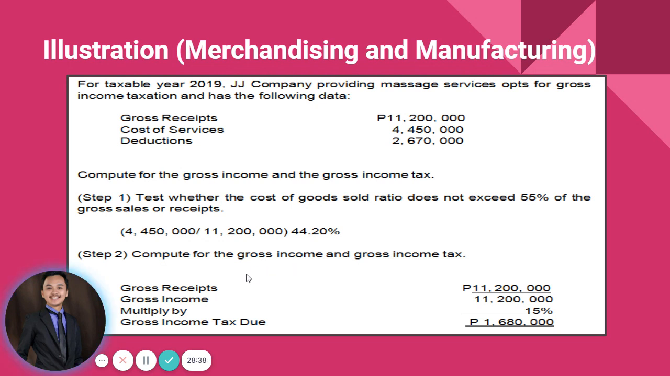And again here, guys, since we don't have any gross receipts adjustments, we don't have an item referring to our sales returns and allowances and sales discounts. So therefore, automatic, your gross income will be equal to your gross receipts of 11.2 million. So in this case, we'll have gross income of 11.2 million, multiplied by 15%. So therefore, your gross income tax due will be 1,680,000.